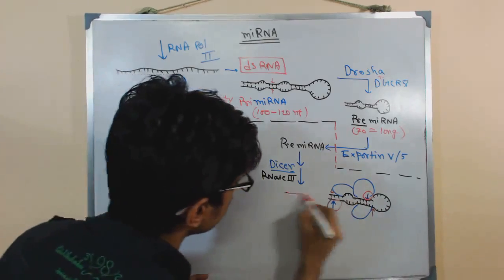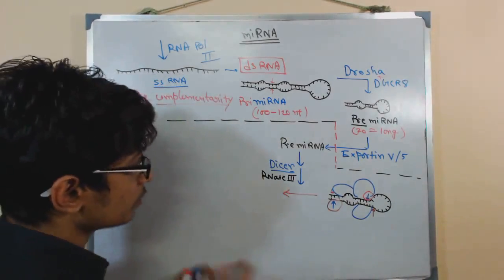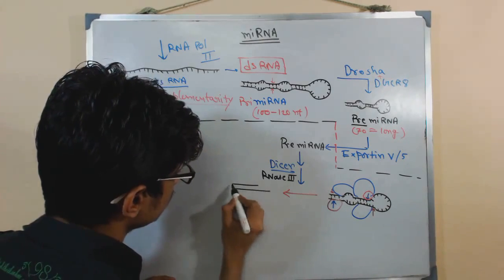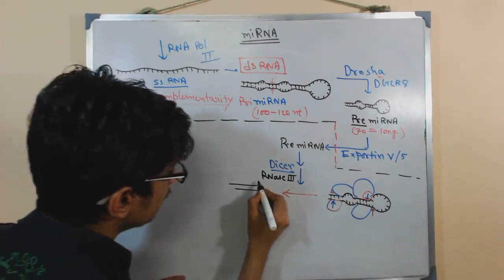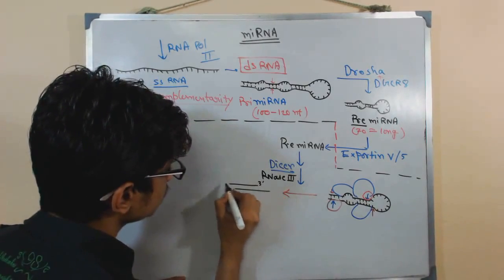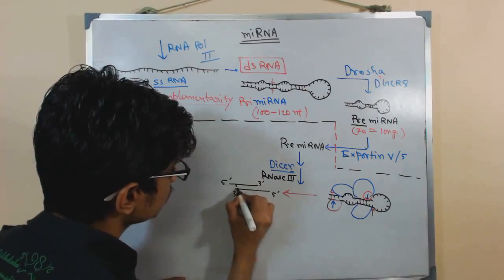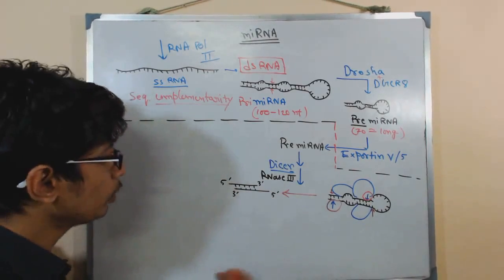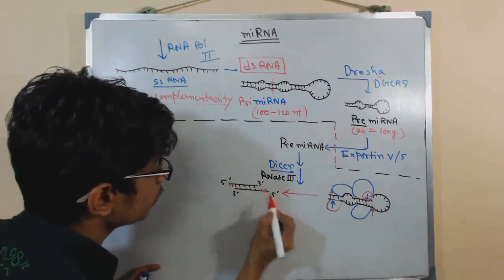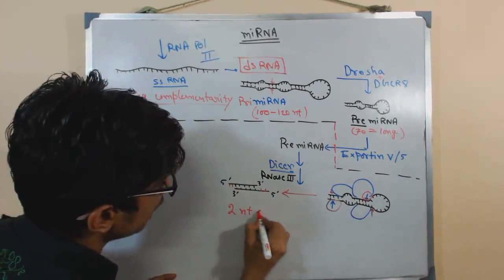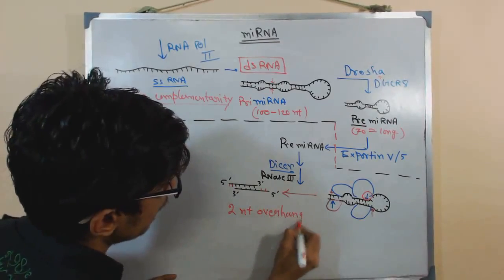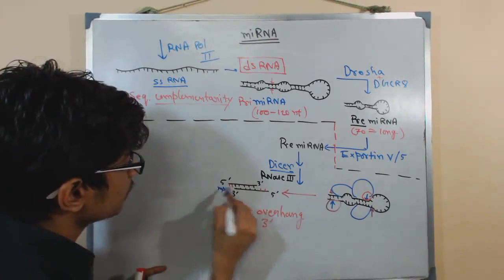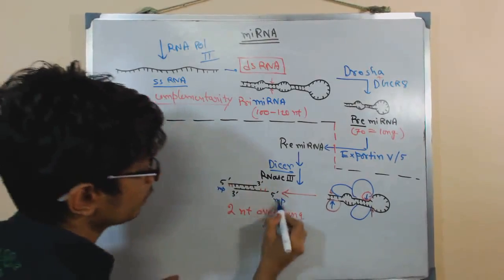And after this dicer processing, what will we get? We will get a structure like this, let's say. So what do we get here? We get 3' overhangs. Using dicer activity, we get a 3' overhang of 2 nucleotides. If you look here, these are the 2 nucleotide overhangs at 3'. We also get 5' monophosphate regions. So only one phosphate will be present at the 5'.